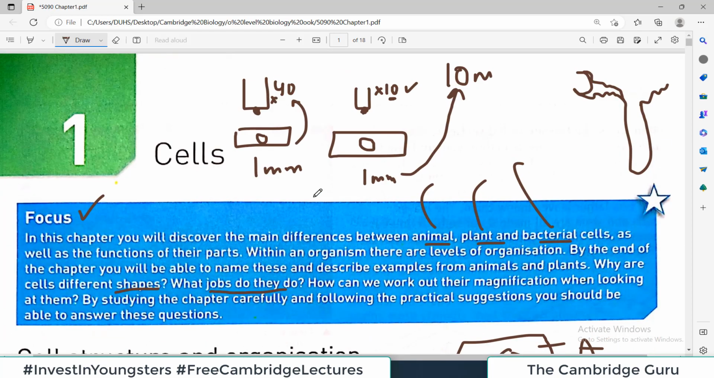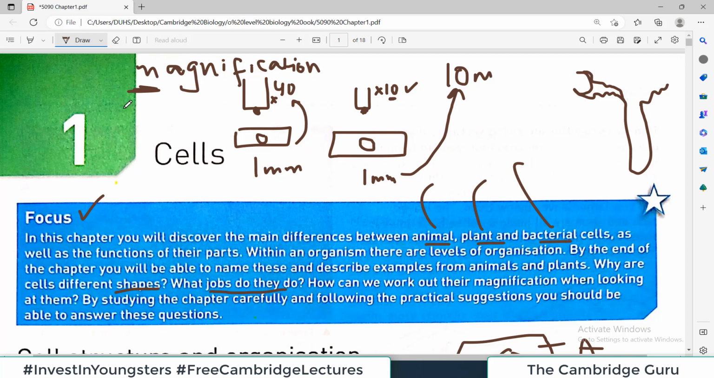So you should be able to understand this term magnification. Magnification basically means multiplying the size and to visualize things in a big fashion. So 40 times magnification means that the things are being multiplied 40 times. Whatever the original size is, multiplied by 40. 10 times magnification means multiplied by 10. Okay, so magnification, this is the terminology that you should understand.